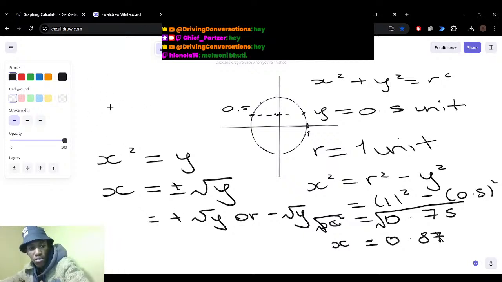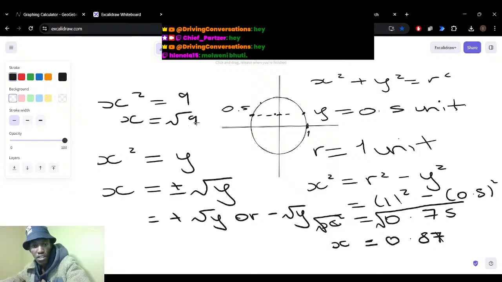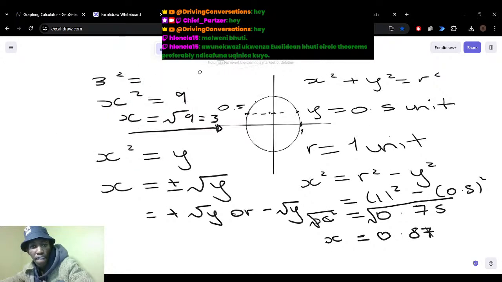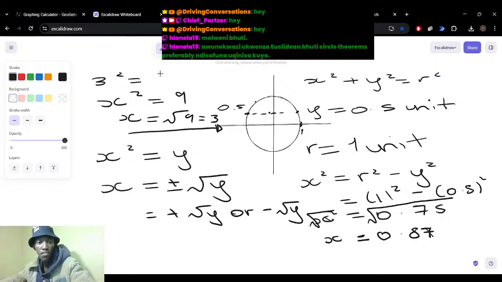Because now let's take the following: x squared is equal to 9. A naive person would think the solution of this problem is the square root of 9, which equals 3. But this solution is not in full. There's still some information missing. Yes, we do agree that 3 squared is equal to 9.